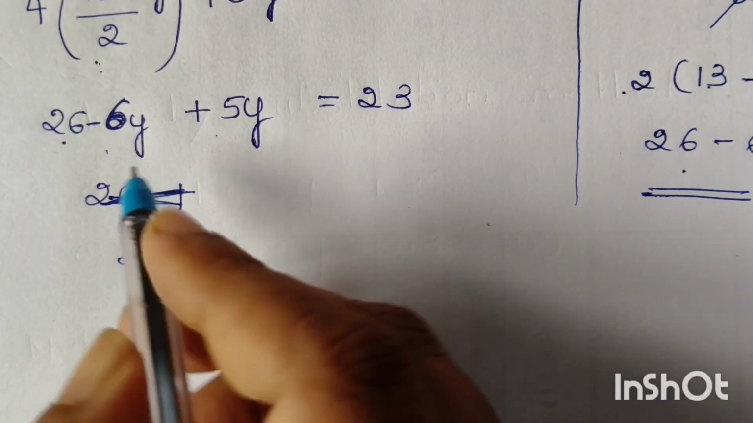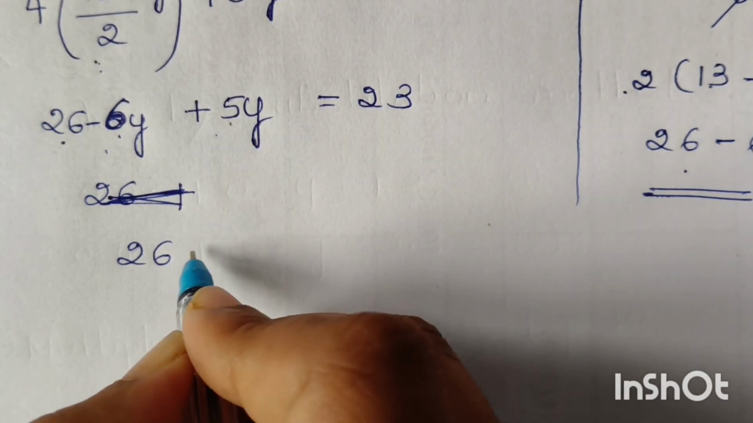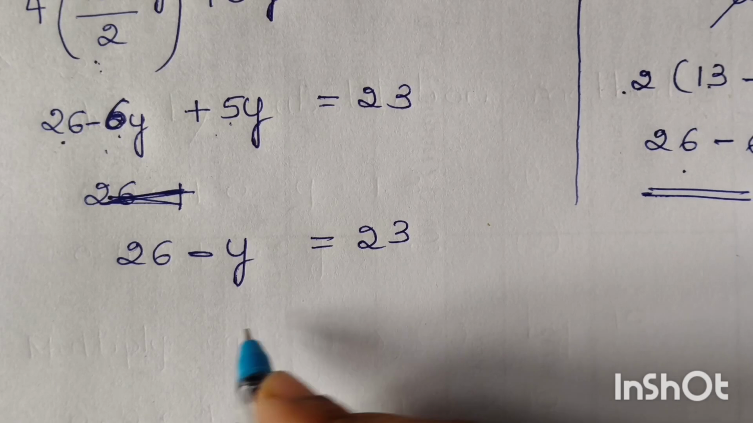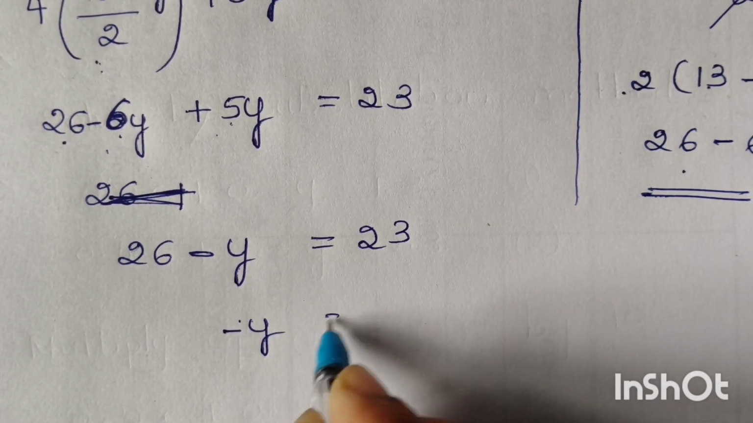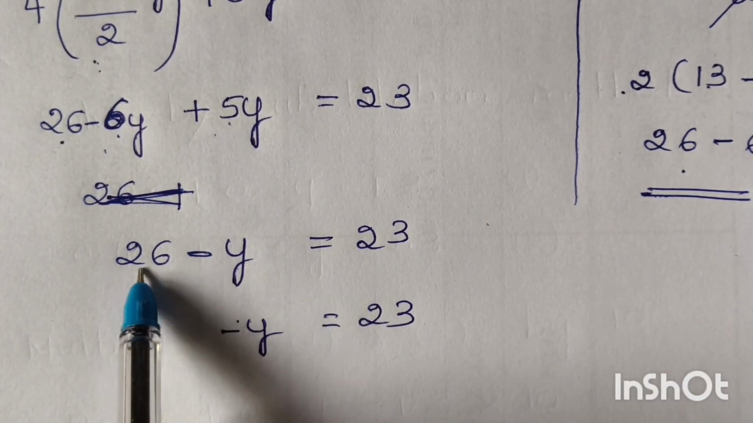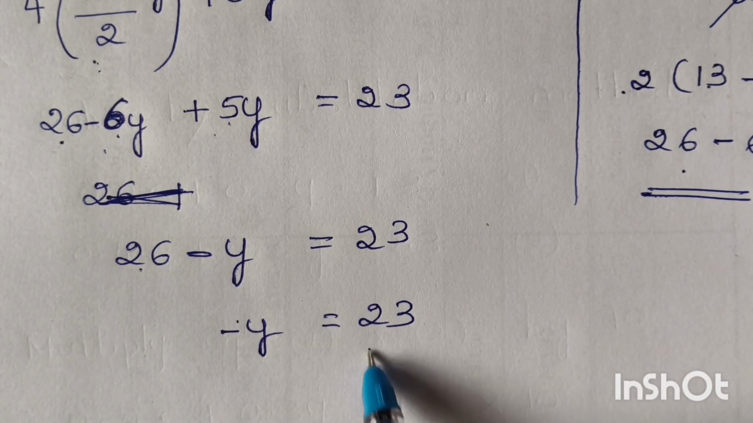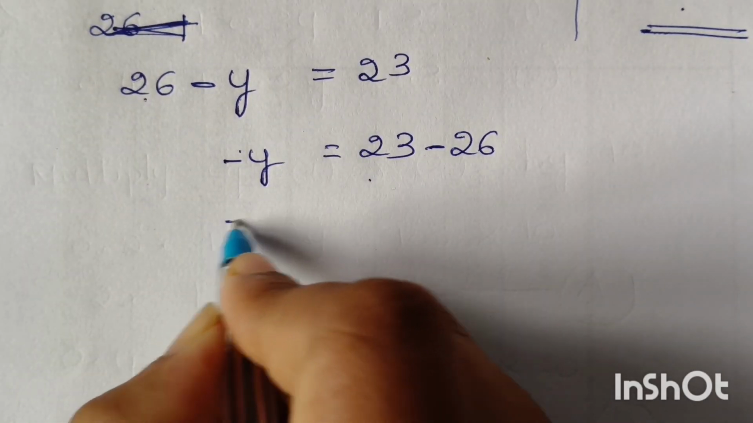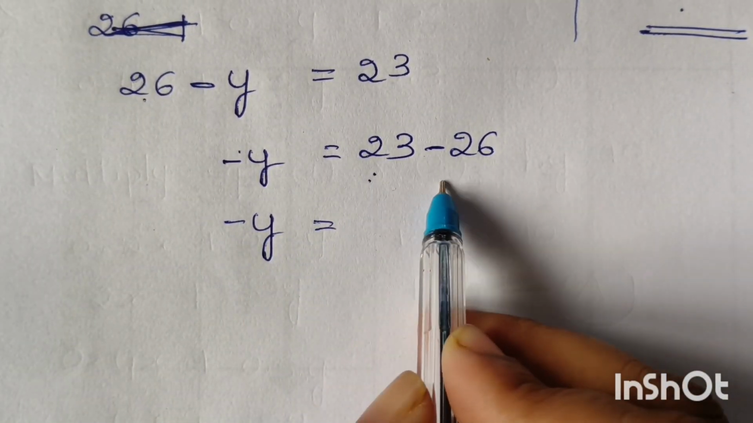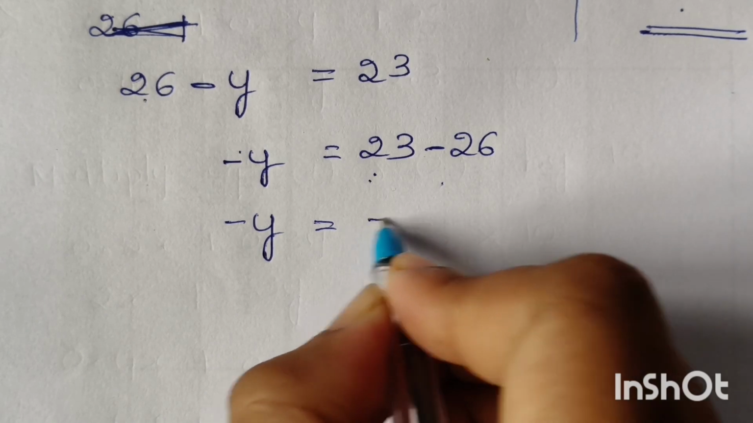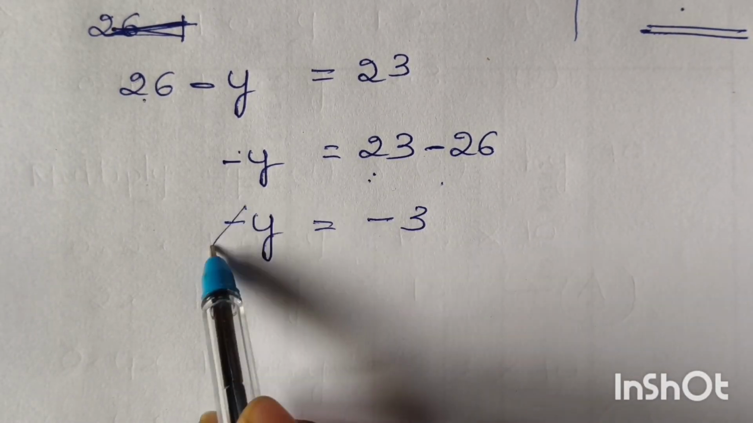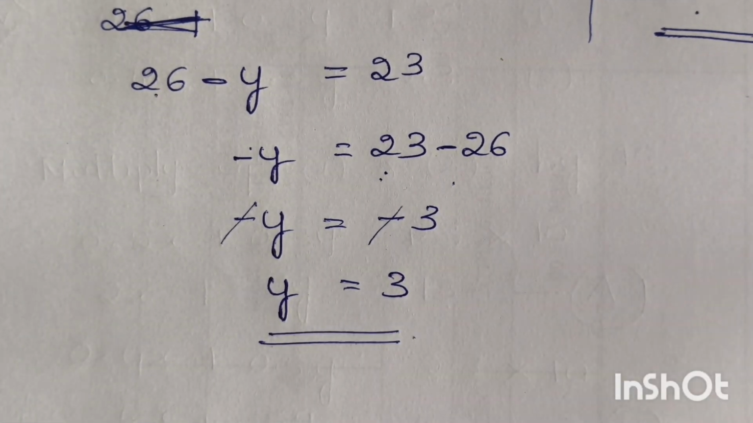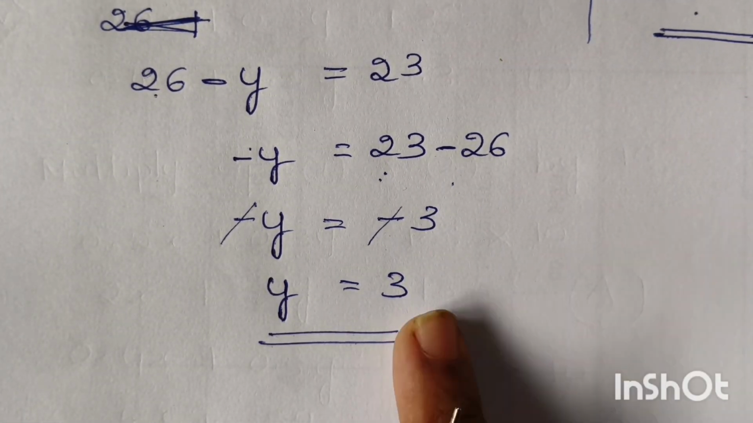26 minus 6y plus 5y is minus y is equal to 23. That is, minus y is equal to 23 plus 26, when it will cross this equal to sign, it will become minus 26. Therefore minus y is equal to plus 23 minus 26 is minus 3. So minus minus will get cancelled. Therefore y is equal to 3. Now we got the value of y.